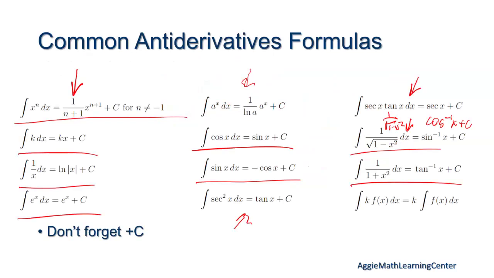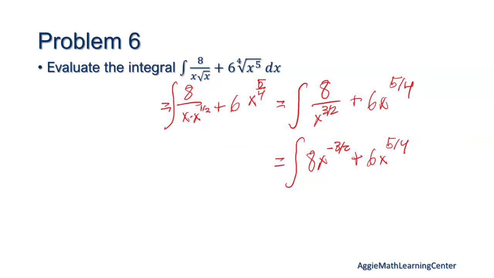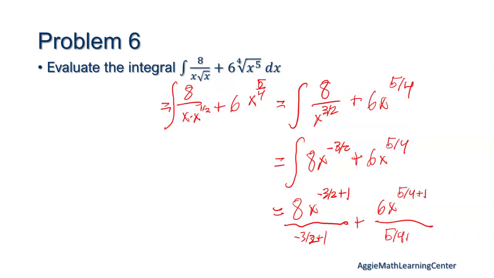Okay, if we go back, we see that x to any n, where n is not -1, that can be a fraction n, that can be an integer n, etc., we just need to up the power and divide by that new power. Kind of the opposite of multiplying by the previous power and then subtracting 1. So that's going to be equal to 8x to the negative 3/2 plus 1 divided by whatever negative 3/2 plus 1 is, plus 6x to the 5/4 plus 1 divided by whatever 5/4 plus 1 is. Now we got to do some simplification. Oh, can't forget it, plus c.